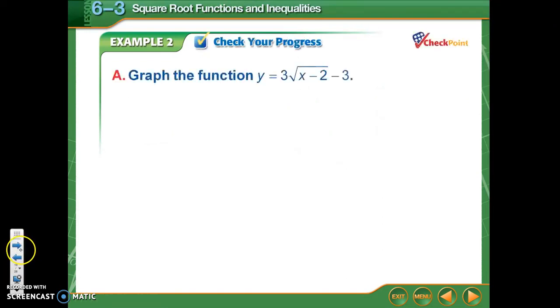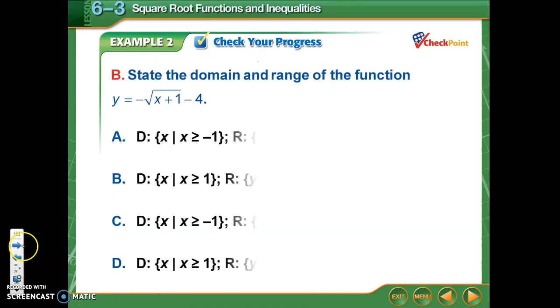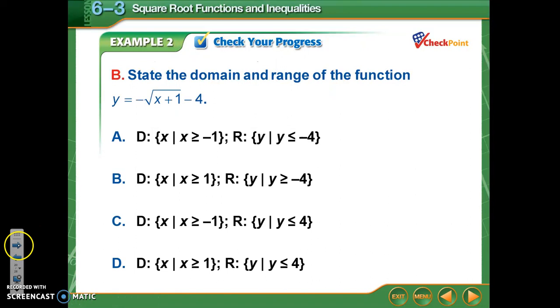So I want you guys to try these next 2 examples. Start by graphing this one. Okay, your answer here should be D. Notice that this should have been moved to the right 2 and down 3, and this graph here shows us that. And then it has a vertical stretch of 3, and we can see that in this graph as well. And then find the domain and range of this graph.